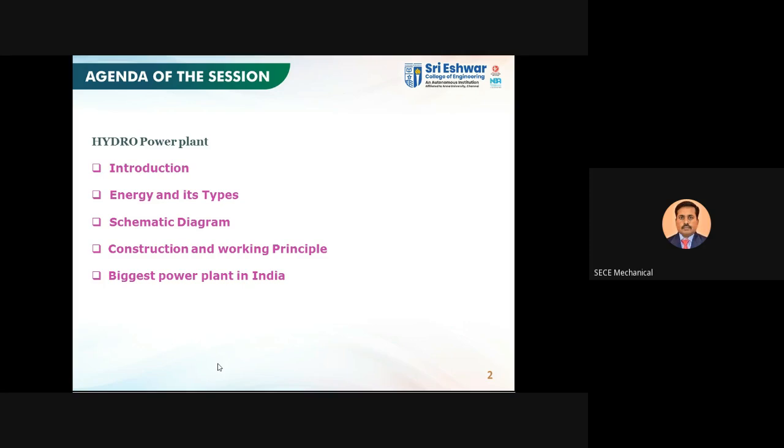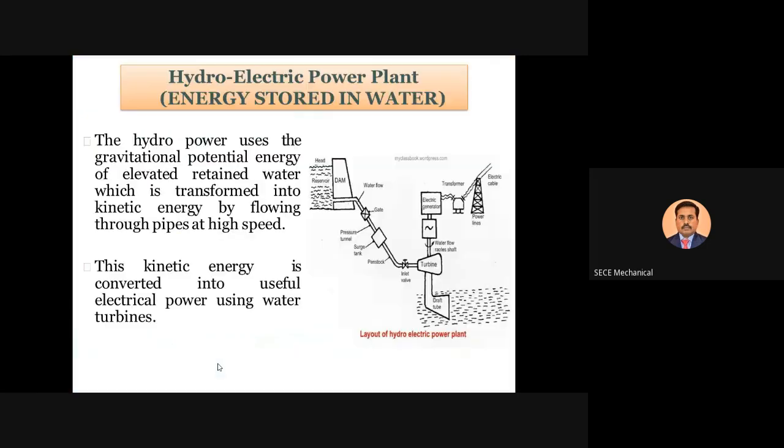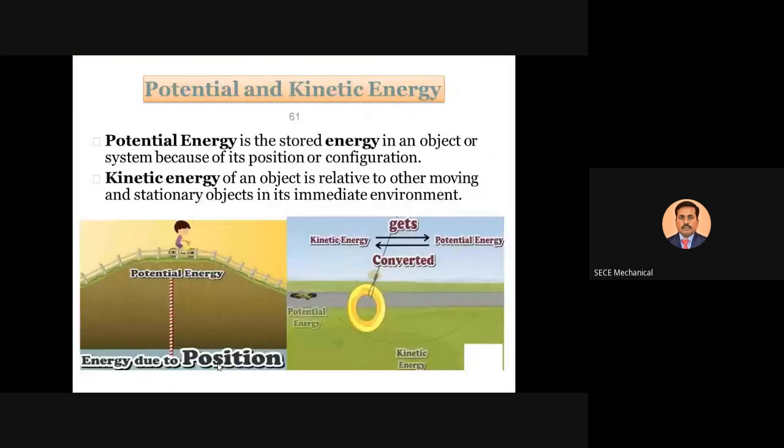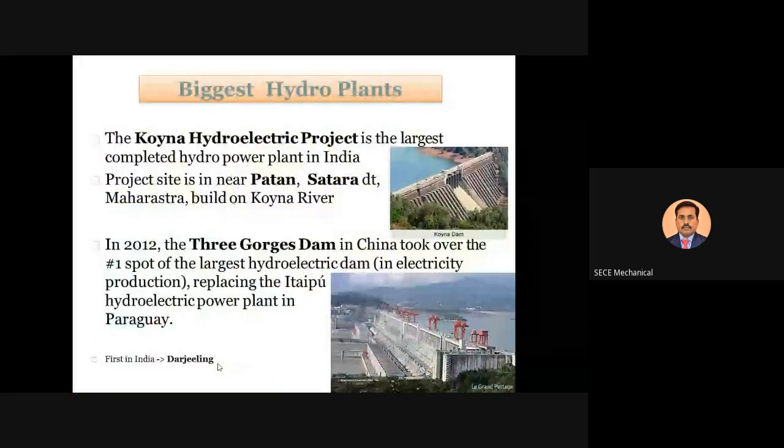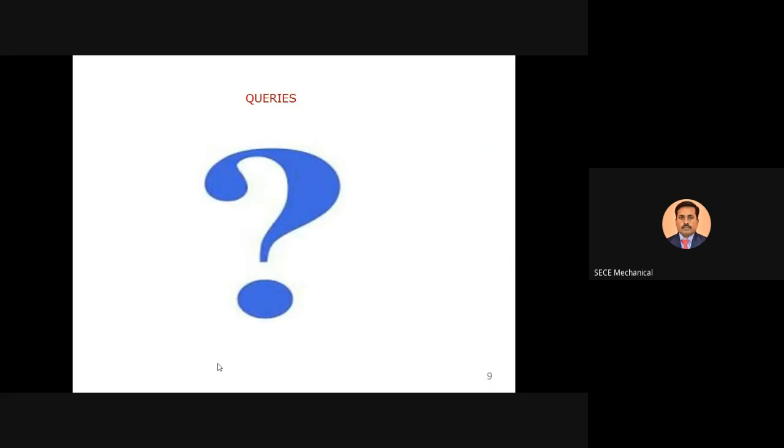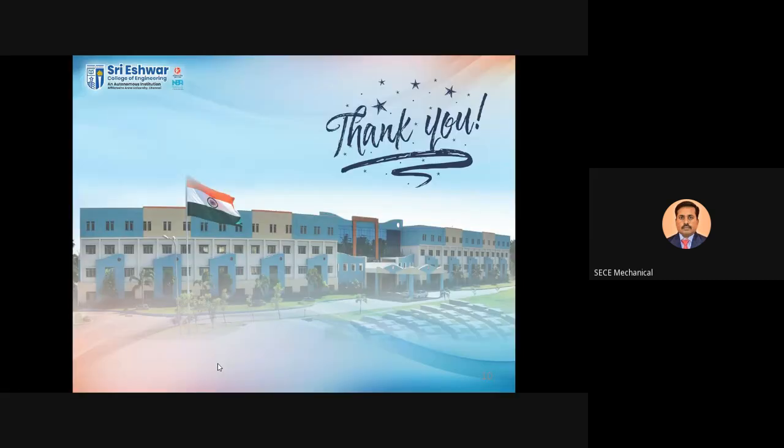Next we discussed the biggest power plants in India. The first power plant is Darjeeling, and the Koyna hydroelectric project is the largest power plant in India, located in Maharashtra, Patanchatra, and then the world's largest hydropower plants. So that's all for now.